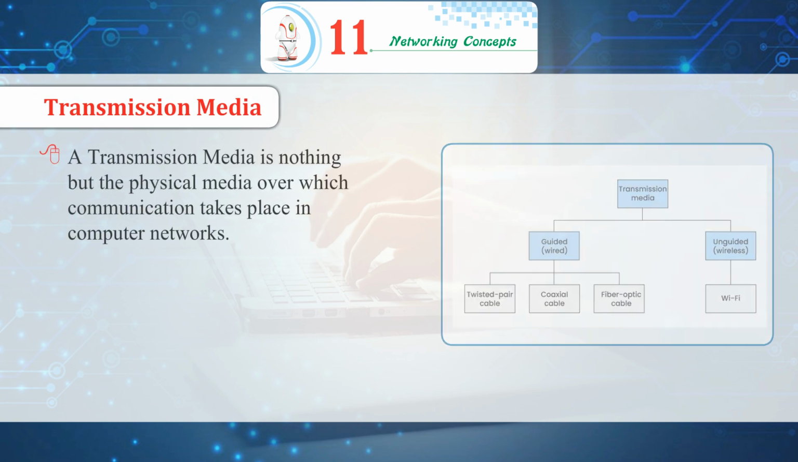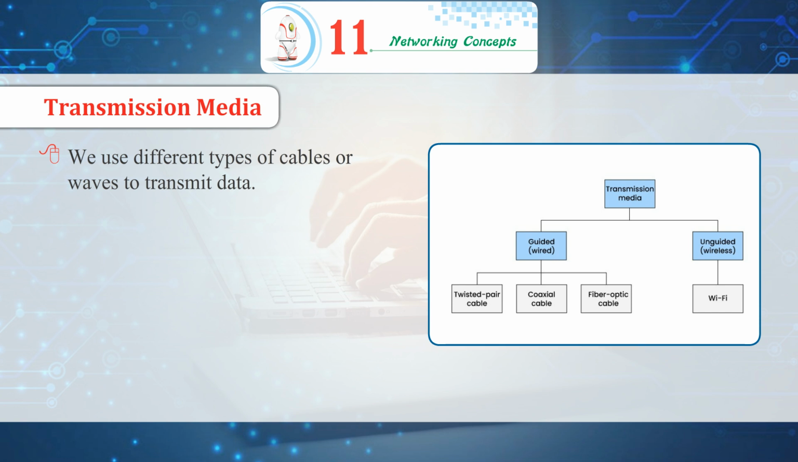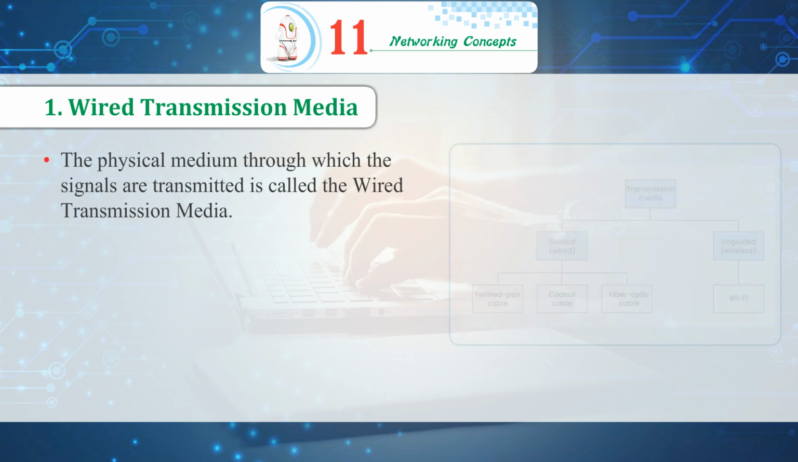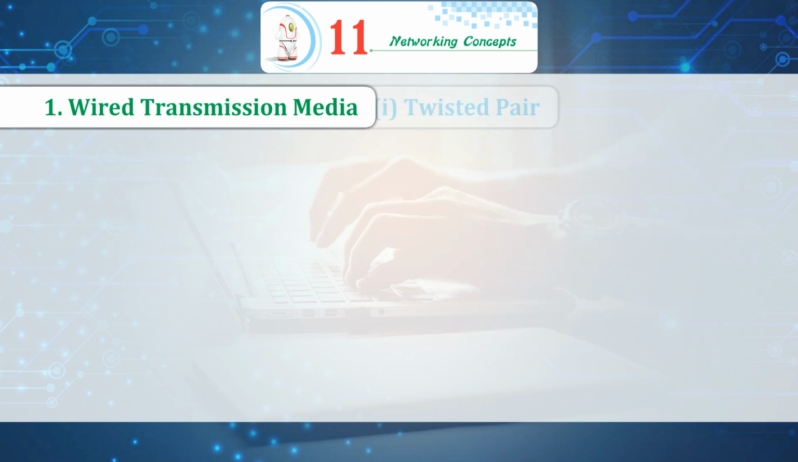Transmission media. A transmission media is nothing but the physical media over which communication takes place in computer networks. We use different types of cables or waves to transmit data. Therefore, transmission media is of two types. 1. Wired transmission media. The physical medium through which the signals are transmitted is called wired transmission media. It is of various types.